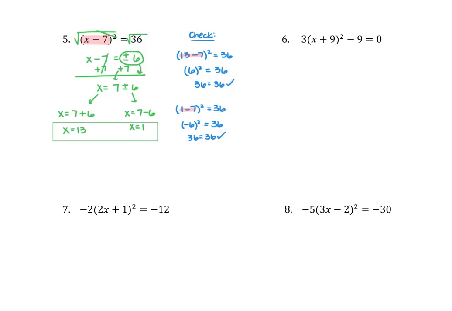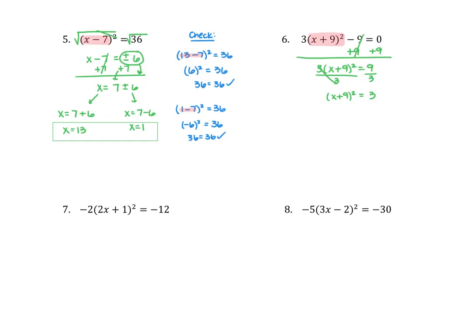Number 6, I have to isolate the parentheses or the squared term. This whole thing is my squared term. So once I get that part isolated, I can take the square root. I'm going to start first by adding 9 to both sides. That gives me 3 parentheses x plus 9 squared equals 9. Now I have to divide by 3. Then I have x plus 9 squared equals 3.